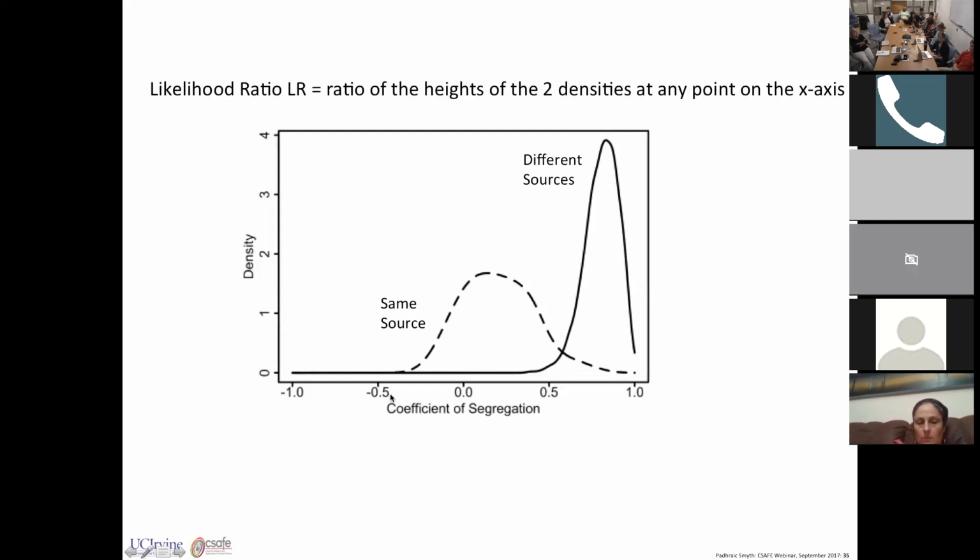So looking at that in a little bit more detail, the likelihood ratio is just the ratio of the heights of these two densities at some value for the score function. So that coefficient of segregation goes from -1 to 1. It turns out that for our data, if there are different sources, then you tend to have a high segregation. Things are further apart in time. And if they're the same source, it tends to be lower in distribution. There is overlap. There's not perfect separation, as you might expect.